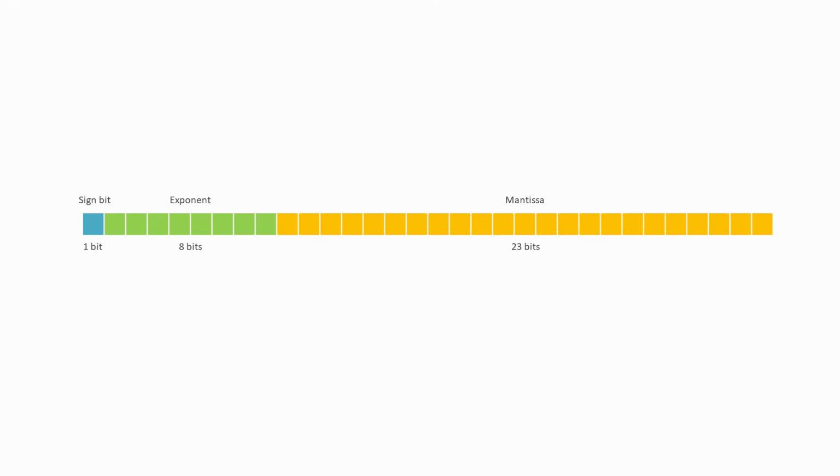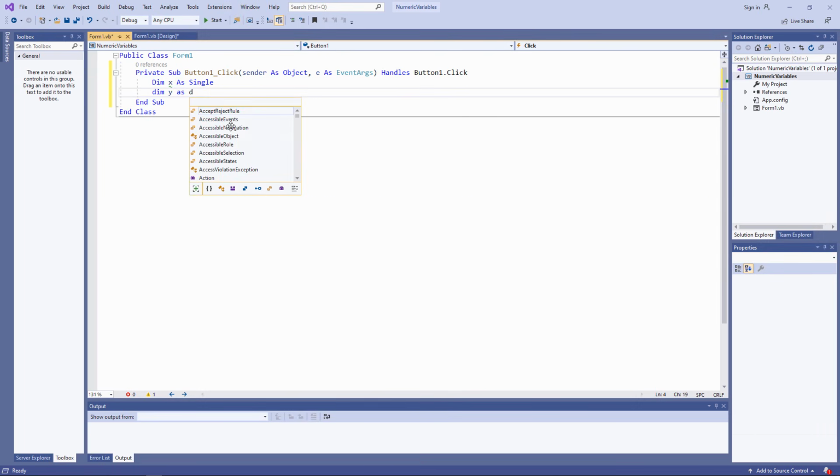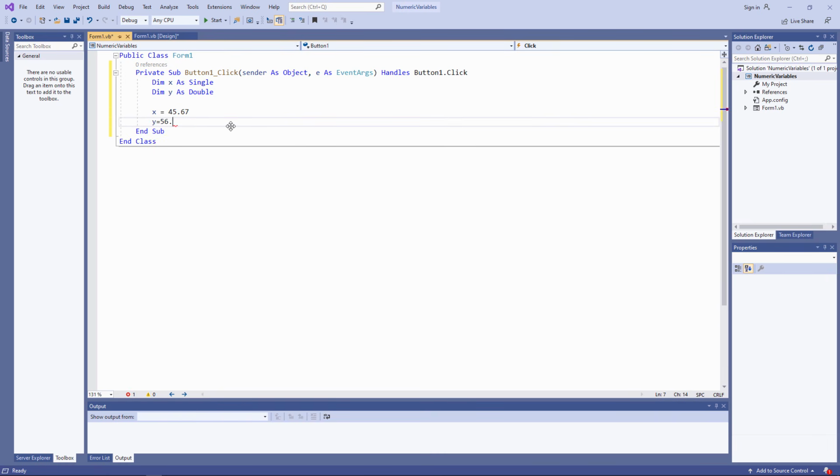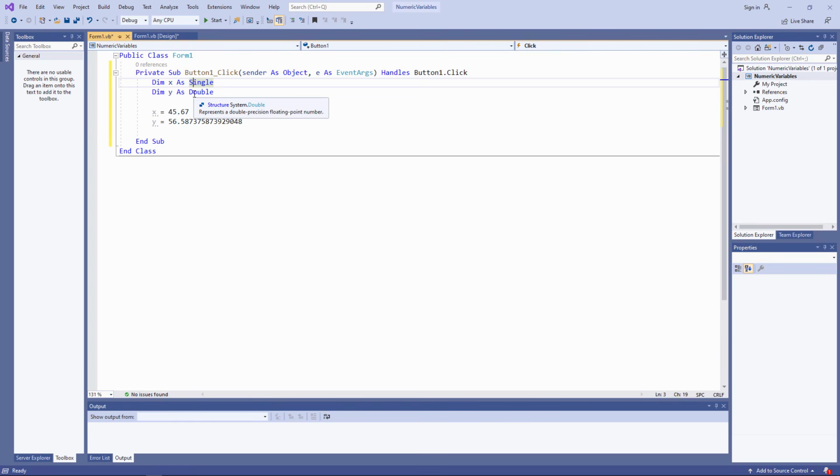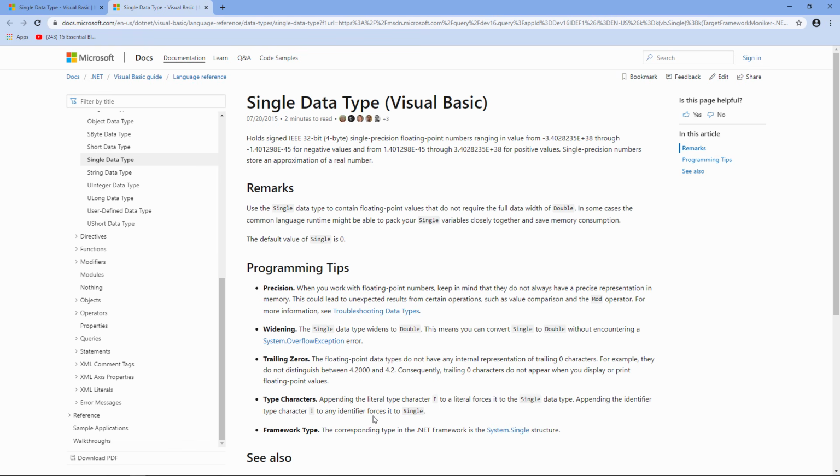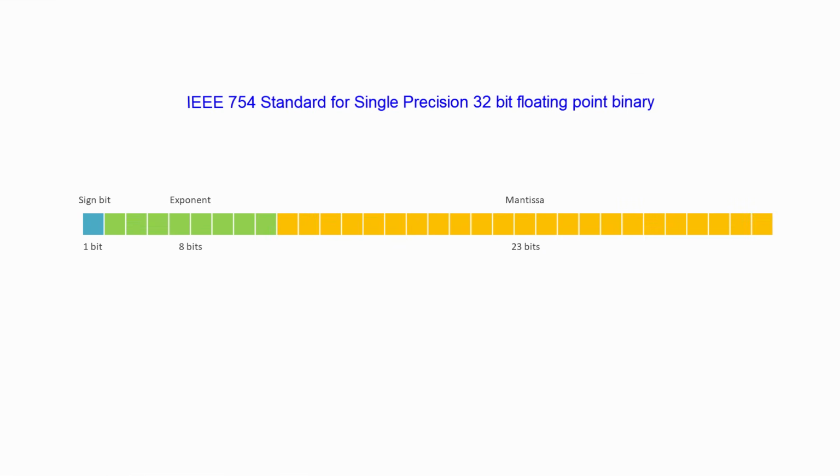The IEEE 754 standard defines the layout of a 32-bit single precision floating point number as shown here. If you're a programmer, you may be familiar with the variable data types single and double. Online help about these data types includes the range of values that can be stored. I'm going to focus on single precision for now. Notice that the sign bit is the leftmost bit, followed by an 8-bit exponent and then a 23-bit mantissa. The mantissa actually has 24-bit precision, but only 23 bits need to be stored. More about that in a moment.